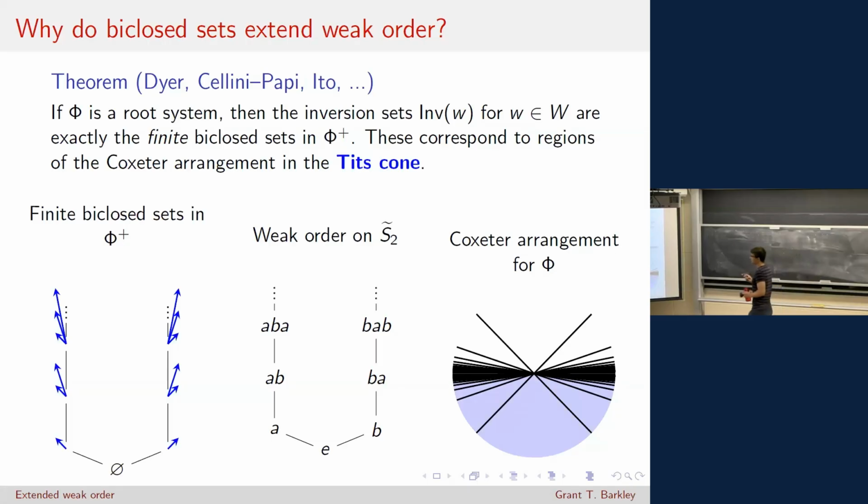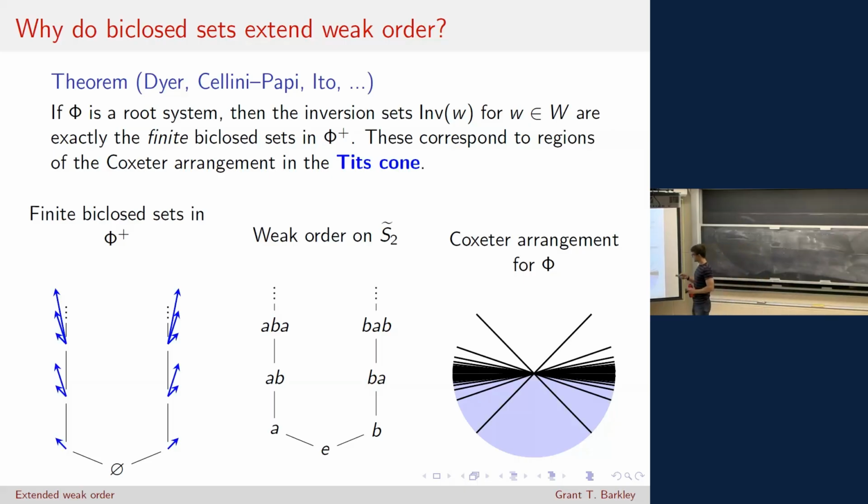Well, if you have a root system, then these inversion sets we were talking about before, the way of turning an element of the group into a set of roots, those are exactly the finite biclosed sets. So that answers your question from before. Sitting inside this poset of biclosed sets, at the bottom are the finite biclosed sets. And the finite biclosed sets are in bijection with the elements of the group, and their containment order is just the weak ordering on the group when we transfer it. So the extended weak order really does extend the weak order.